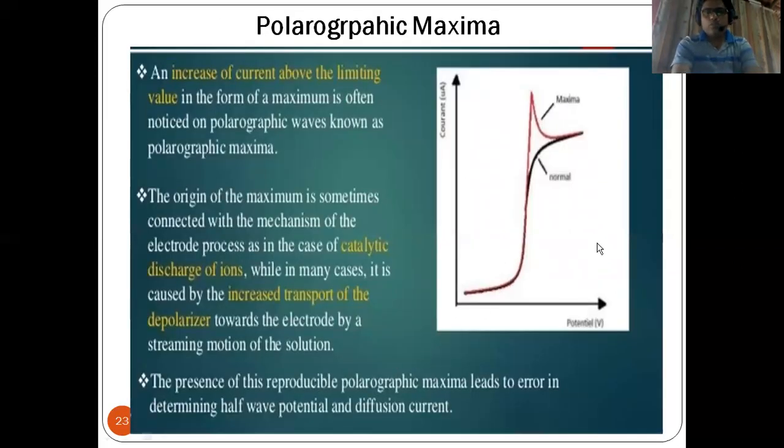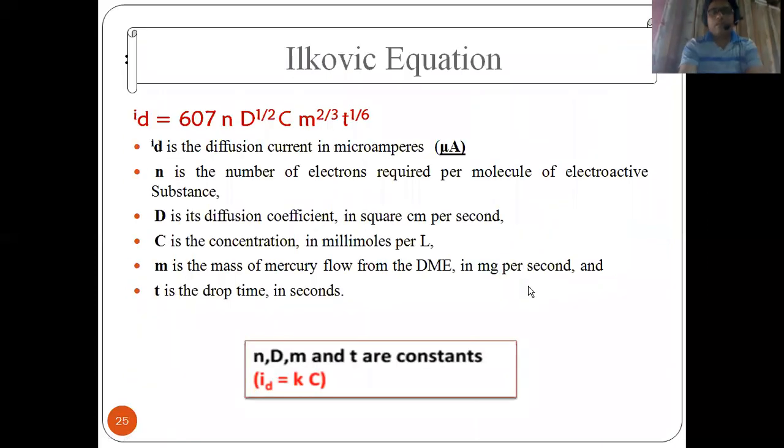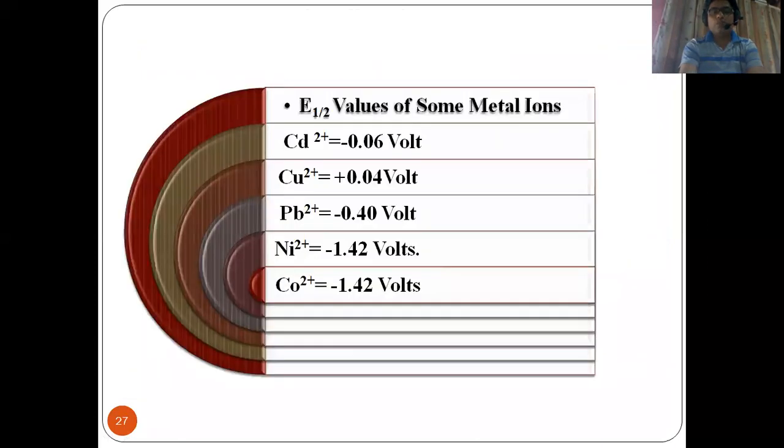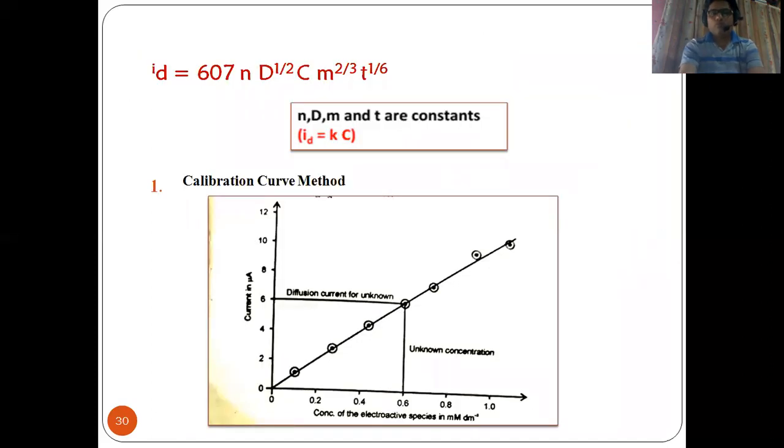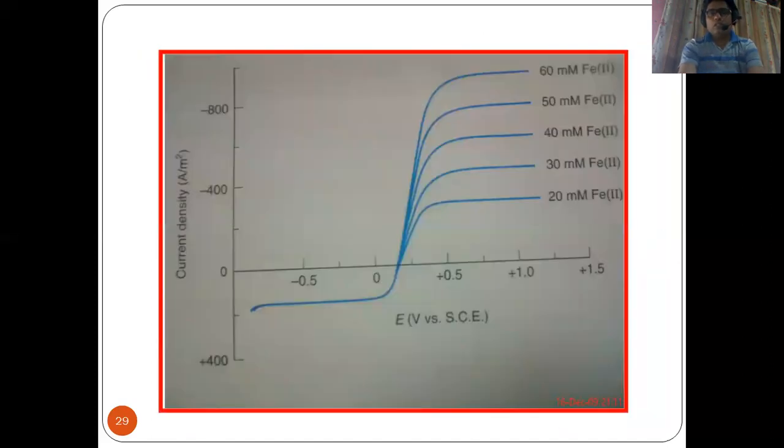This portion from this to this corresponds to the wave height, and that wave height is directly proportional to the diffusion current. So again here, wave height is equal to K into C, or K is equal to H by C. So by using the calibration curve method, we can easily find out the concentration of the unknown.